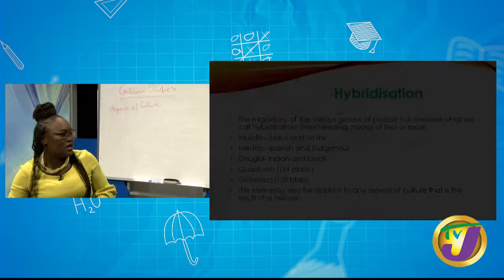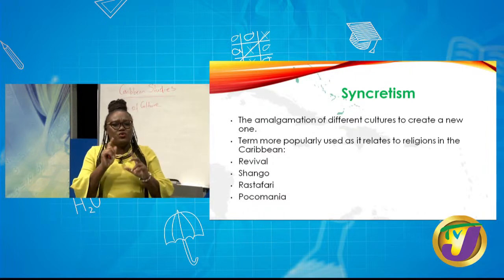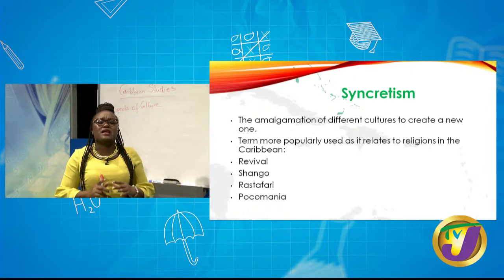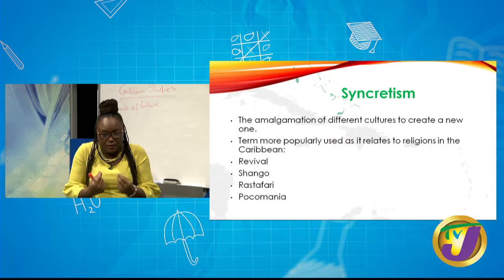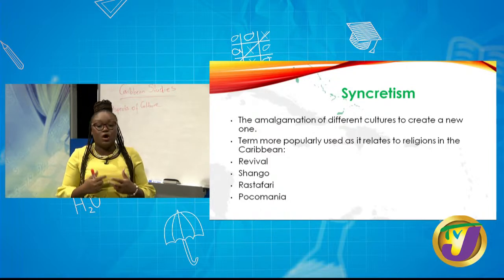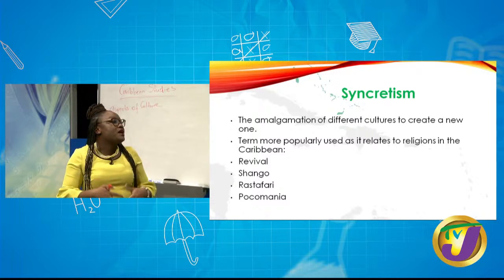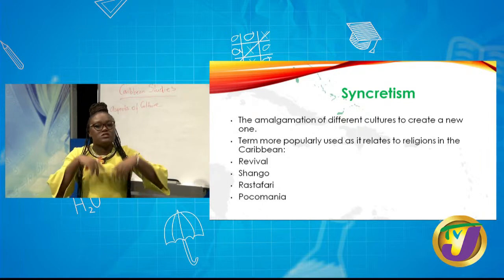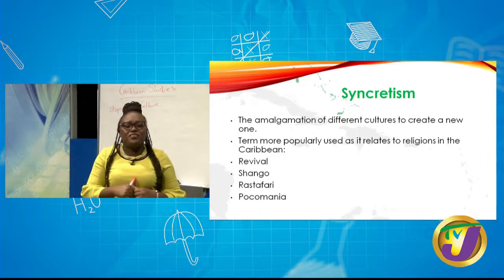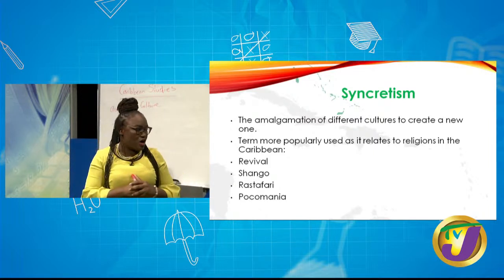Let's look at another term now. Syncretism, very similar, but used to denote something else. And by the way, I should tell you that hybridization is also used to refer to the culture itself and not just the mixing of the people, all right? Syncretism now is an amalgamation of different cultures to create a new one. Now, the term is usually or most popularly used when we're talking about religion in the Caribbean. So we have syncretic religions, all right?